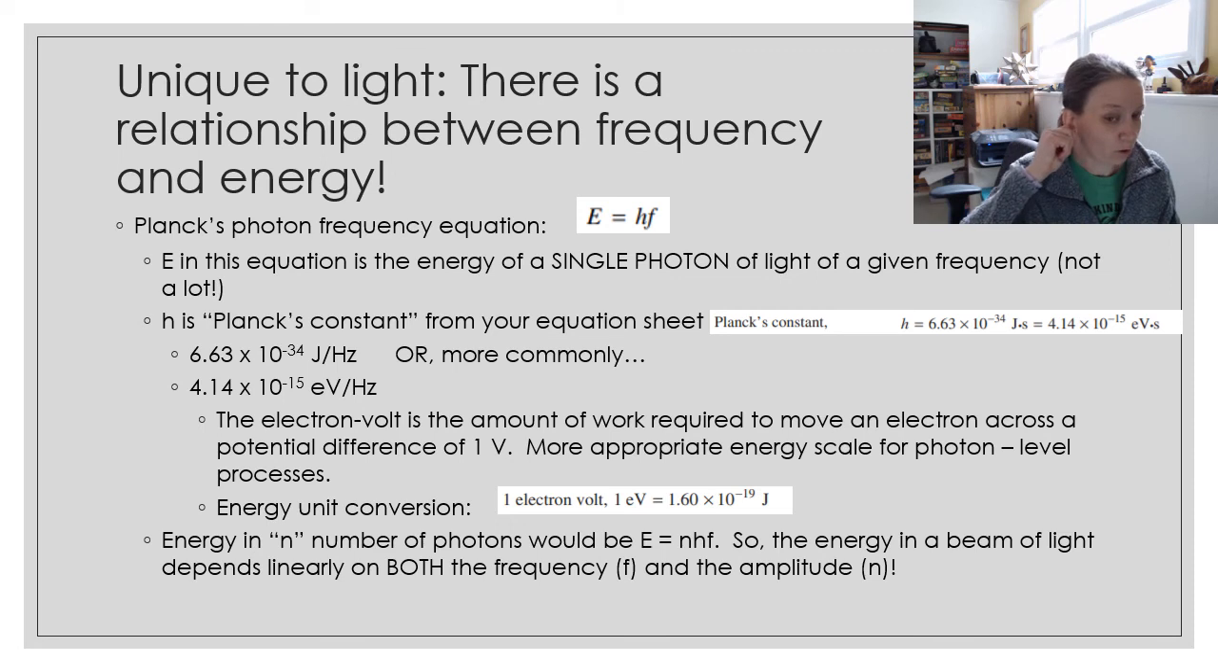Incidentally, if you had a whole bunch of photons and you wanted to know how much energy was in all of those photons, you would just multiply the energy from one photon times the number of photons. So the energy in a beam of light depends linearly on both the frequency and the amplitude of that light.